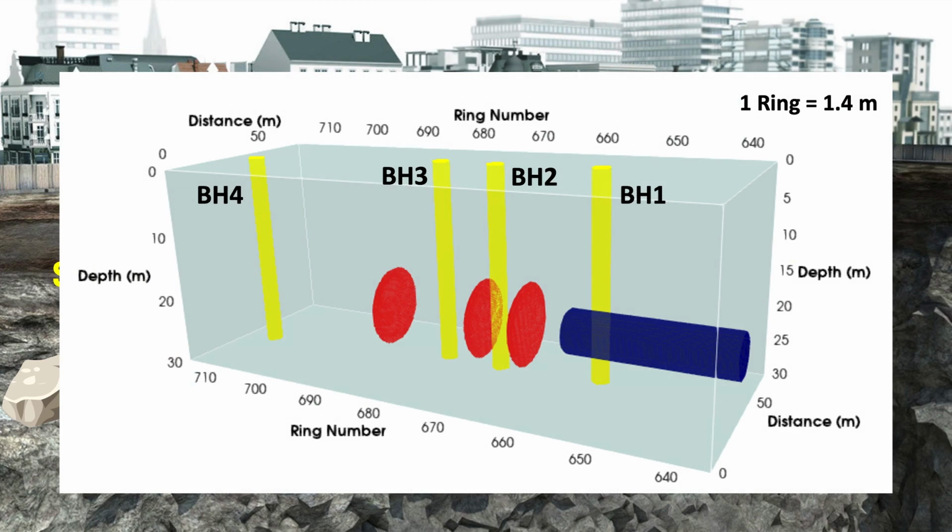Our seismic prediction result shows potential interfaces at the rings of 668, 674, and 690, which also matches the borehole data. And this result shows our seismic prediction result can be an important supplement to the borehole data and be an important indicator for the engineers to adjust the mining progress and reduce tunneling risks.